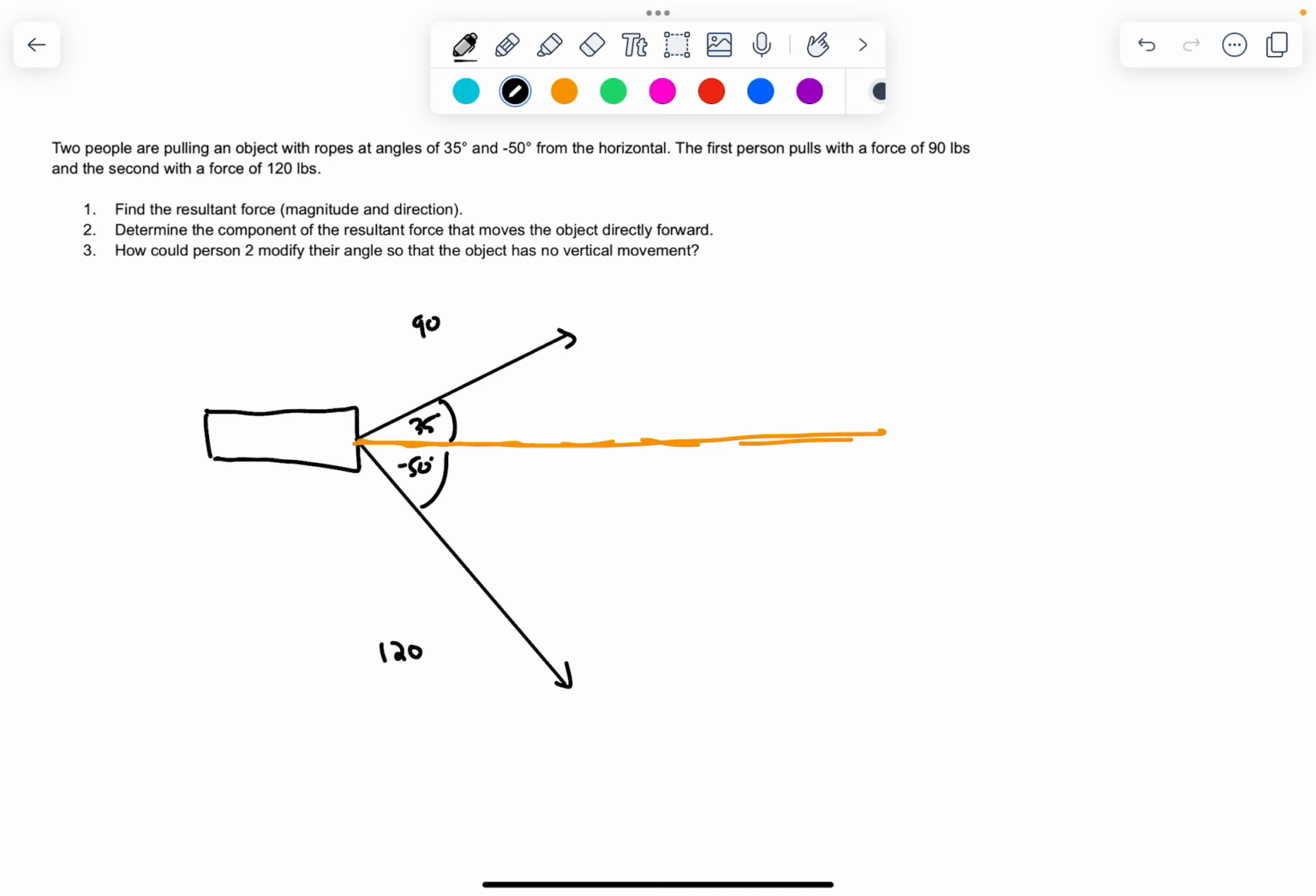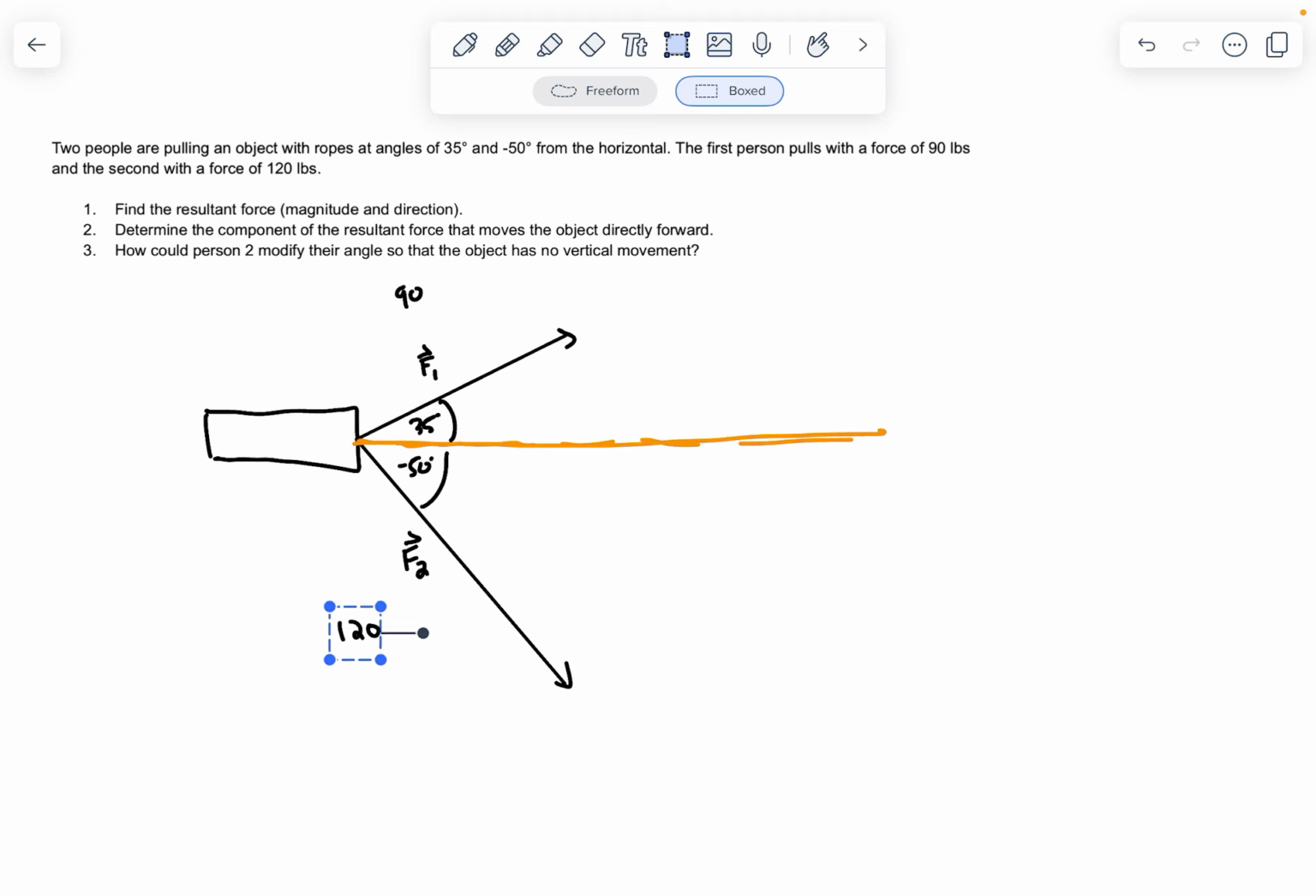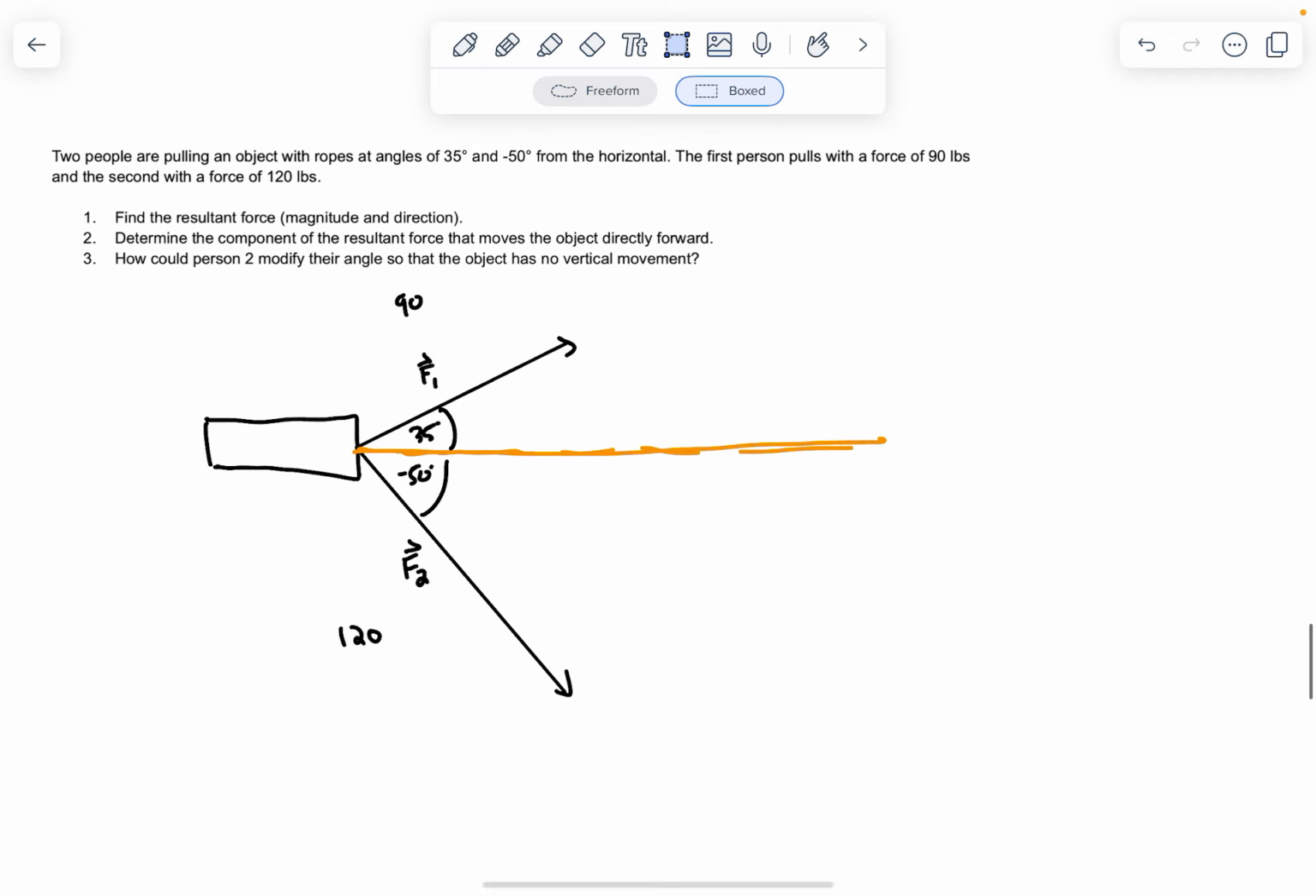Okay. So step one is sort of label vectors and forces and whatever. We'll call this person 1, F1, person 2, F2. And I'm purposely putting F2 not right next to the 90 or the 120 because those are just the magnitudes. Like I'm writing that so I know, but the vector itself is not its magnitude. All right, now I need to define my coordinate system.